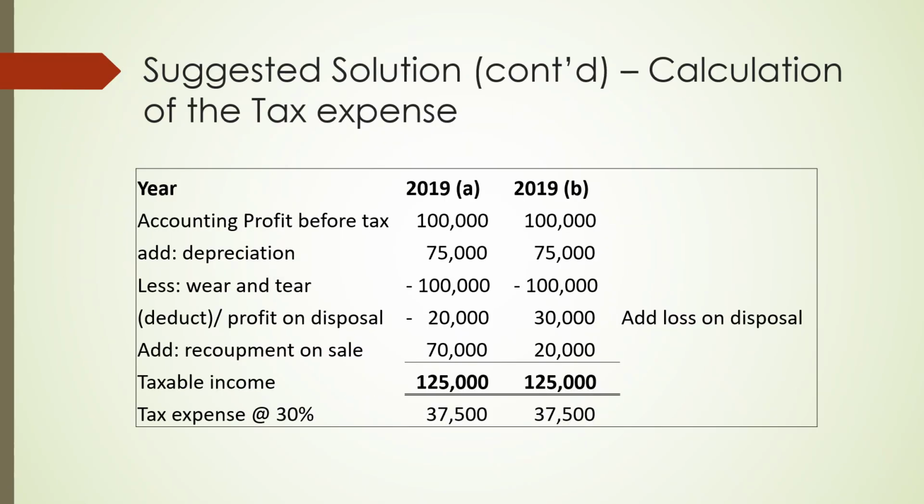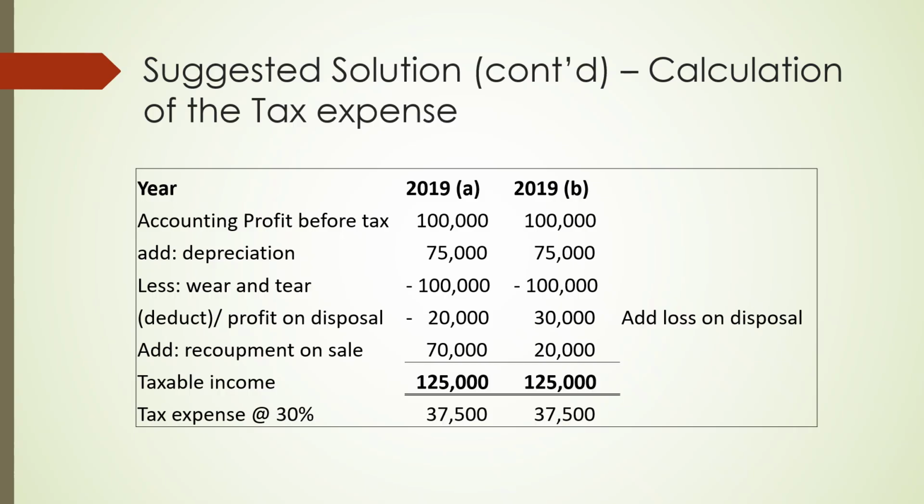We continue, and the next step is now to determine the taxable income as well as the tax expense. In scenario A, where we made a recoupment on the sale of the asset, we will have a tax expense of 37,500. The same goes for scenario B, where the tax expense is still 37,500, because the taxable income was calculated in both instances to be 125,000. So let us start.